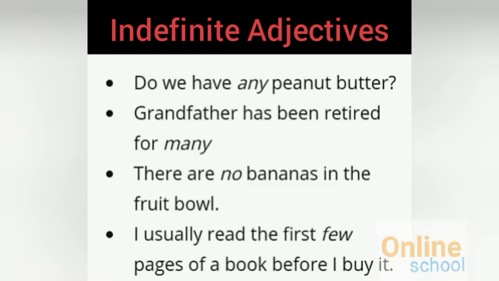Examples are: Do we have any peanut butter? Grandfather has been retired for many years. There are no bananas in the fruit bowl. I usually read the first few pages of a book before I buy it. So, an indefinite adjective is one of a small group of adjectives used to talk about people or things in a general way without saying exactly who or what they are.